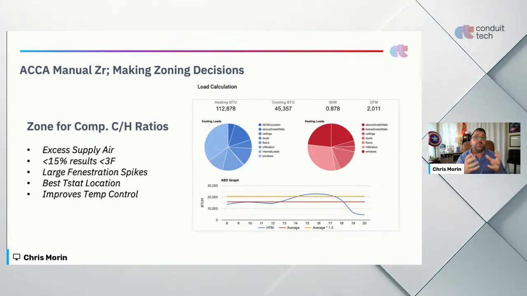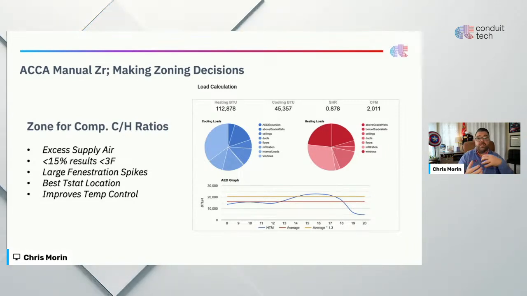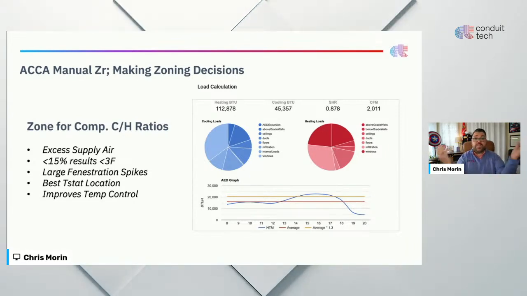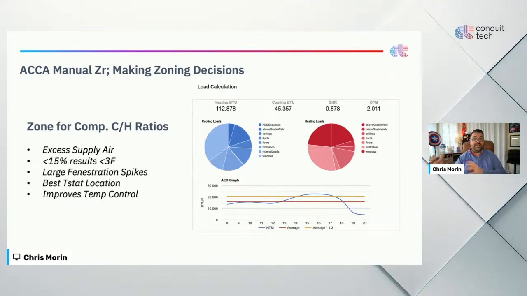And in order to improve temperature control, we have to put it in the space that we're going to spend the most time in that zone, right? So that might be the master bedroom. That could be the living room. It could be something I haven't thought of. It could be my office, right? I might want this to be the spot.